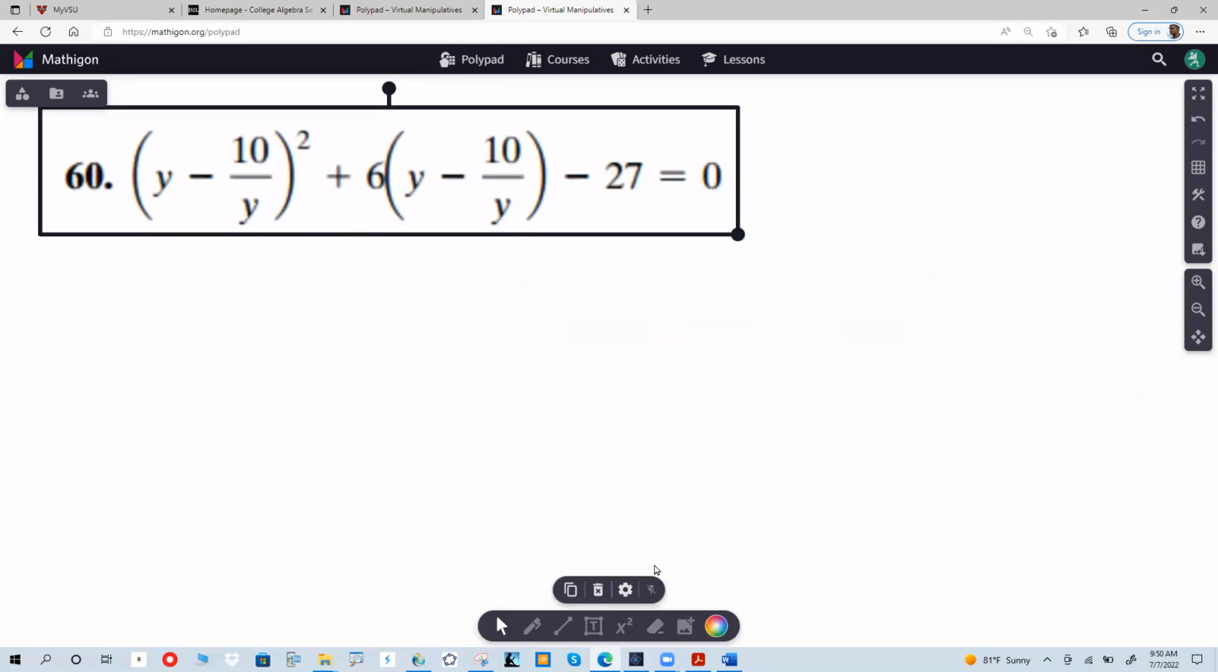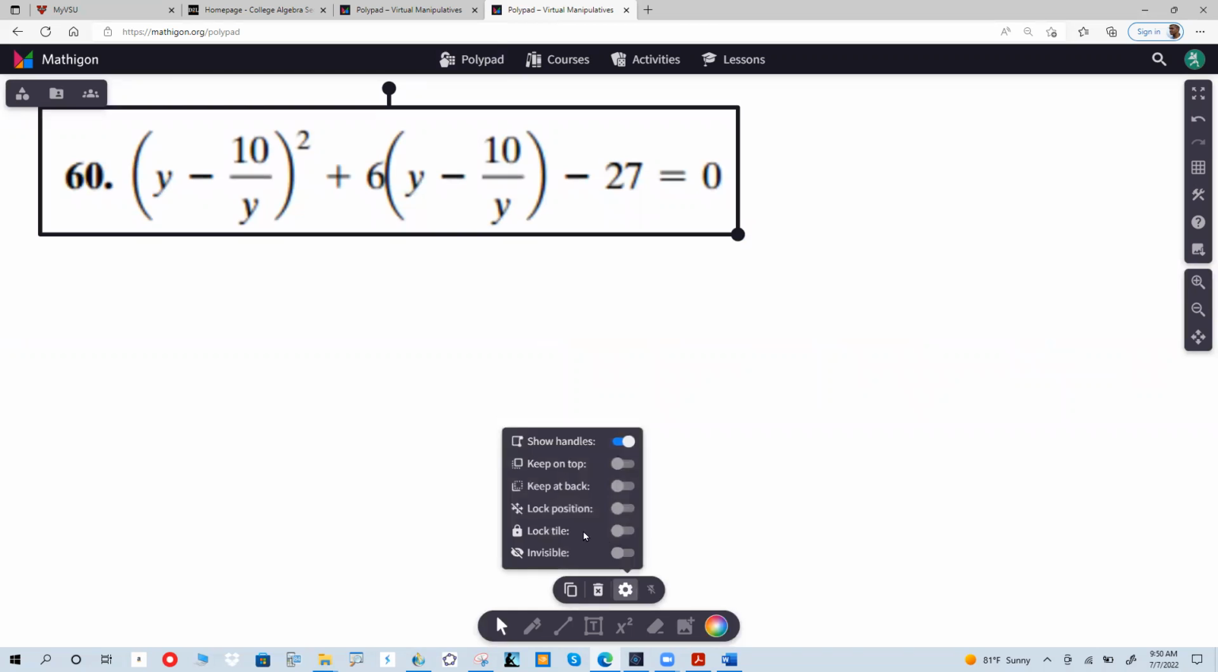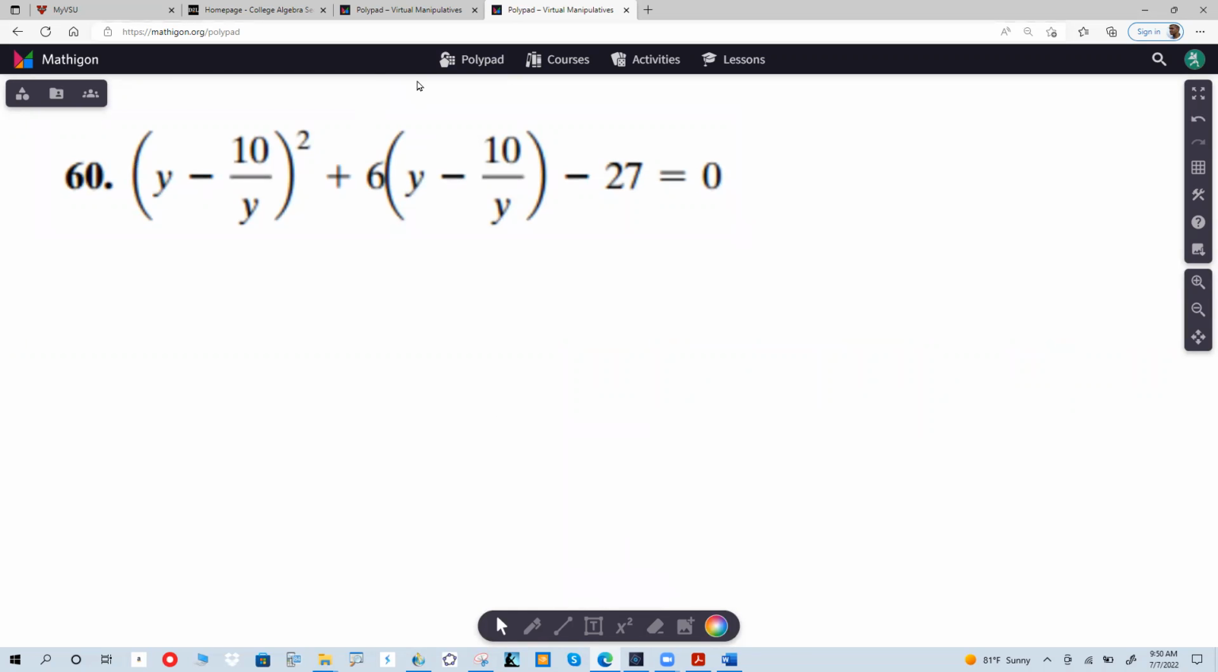Okay, can anybody tell me if they know what kind of substitution we will have to use for this one? Anybody? What do you think, guys? What's a good choice for our substitution?